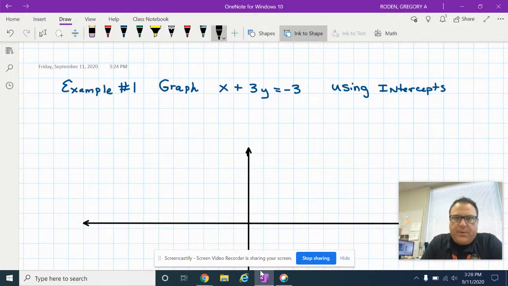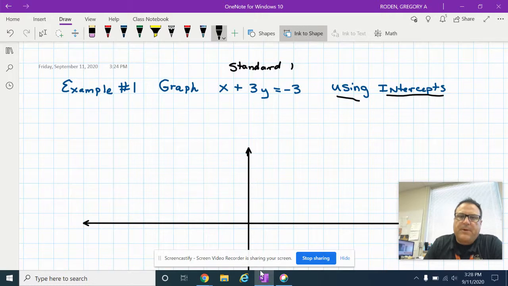Okay, so let's say that we wanted to graph this equation right here, x plus 3y equals negative 3, but we want to graph it using the intercepts. Well, remember in my introduction, what form really enjoys using intercepts? Well, yeah, this is standard form. So this is a good example of when we want to use standard form. So how do we graph this if we want to use standard form? Let's go ahead and do that.